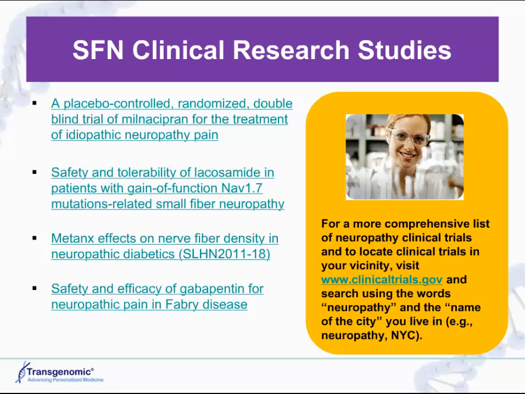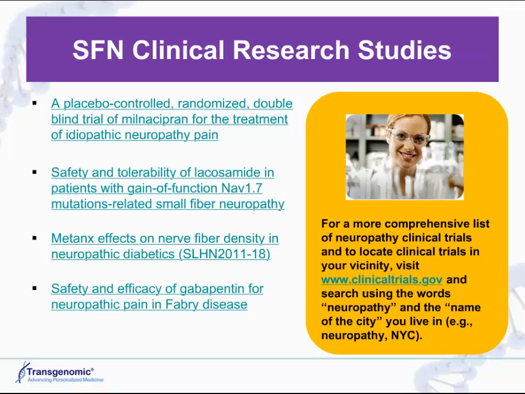Some of the studies that are listed here are some of the ones that are a little bit more prominent. The first one is for a medication, milnacipran, which is also known as Savella. It's an SNRI medication. This has been used a lot for fibromyalgia, and it is now being investigated for idiopathic neuropathic pain.